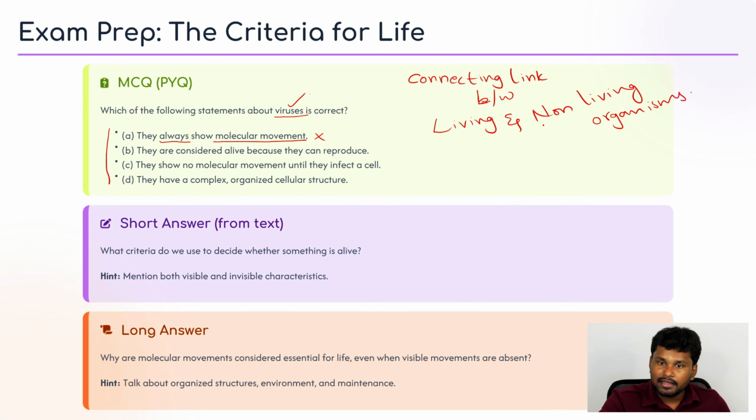So when they are in the phase of non-living organisms, they won't show this molecular movement. So this statement is wrong. Next, they are considered alive because they can reproduce. No, they can't reproduce. Why? They simply alter the host machinery.